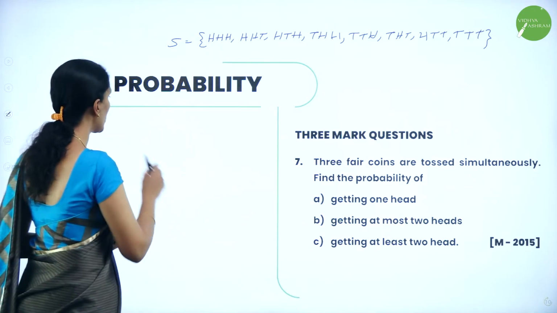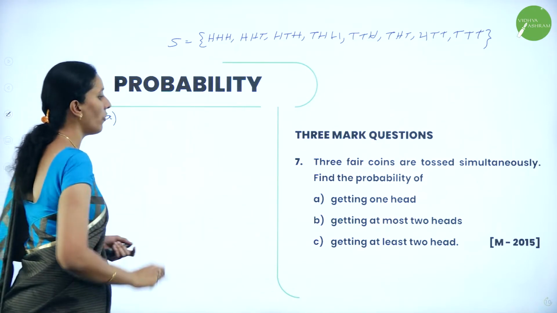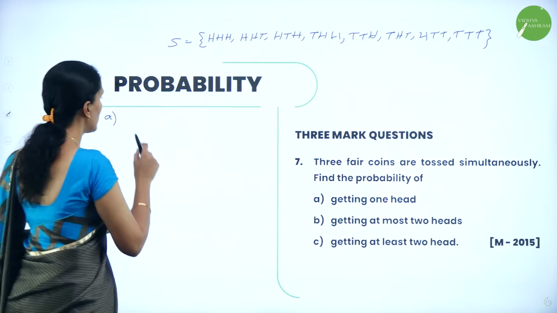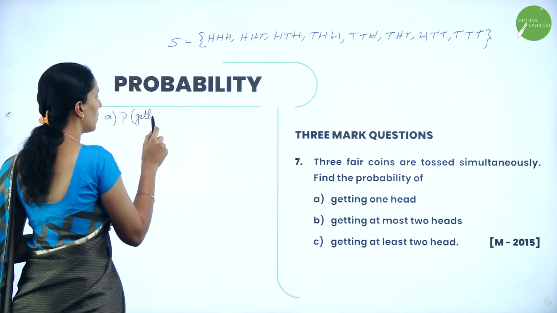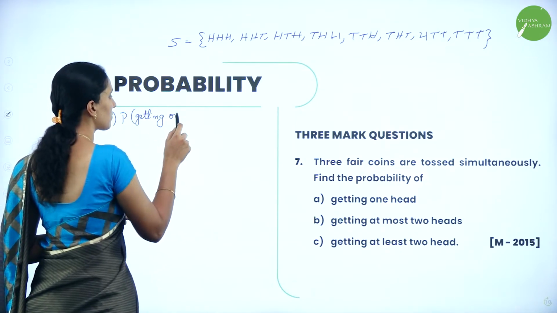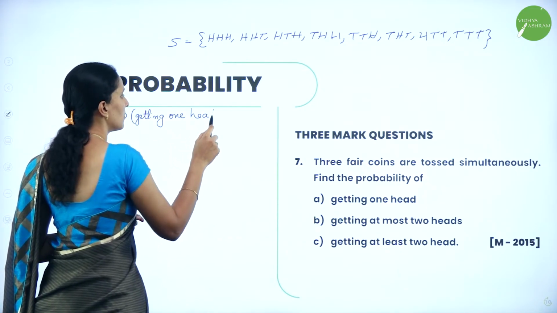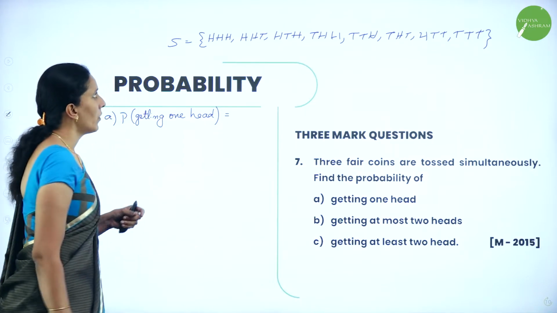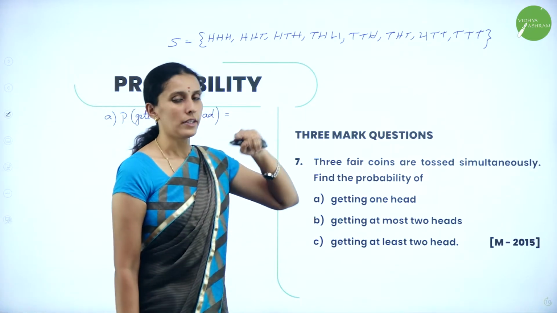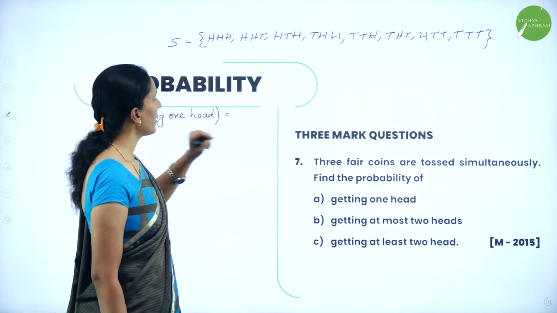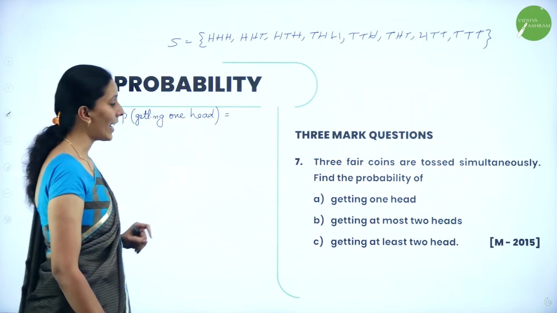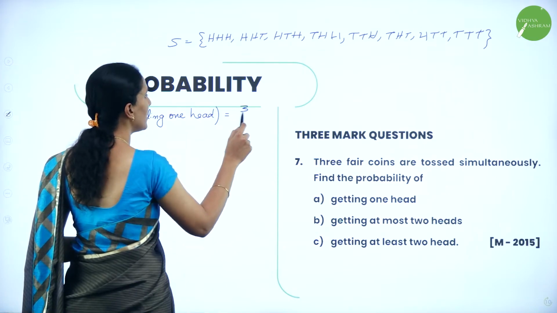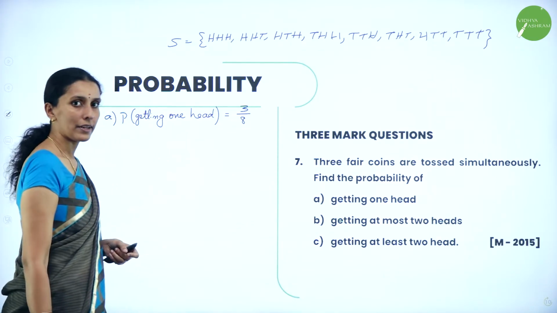Now the first question is, what is the probability of getting 1 head? So you look at the outcomes here, it should contain only 1 head. So we have 1, 2, 3 outcomes from 8 outcomes. So therefore the probability is 3 by 8.